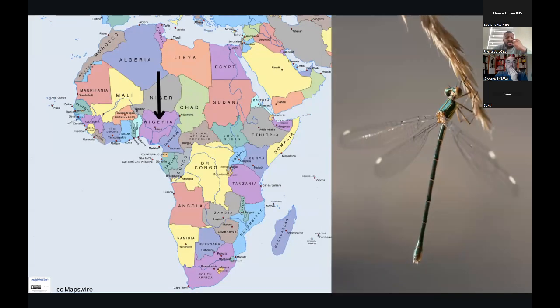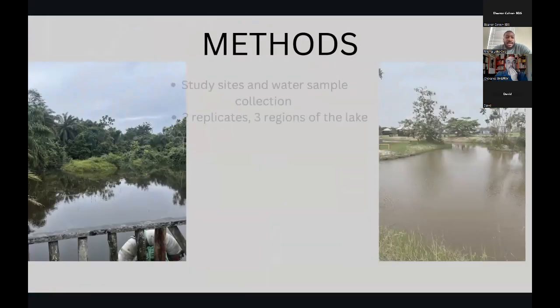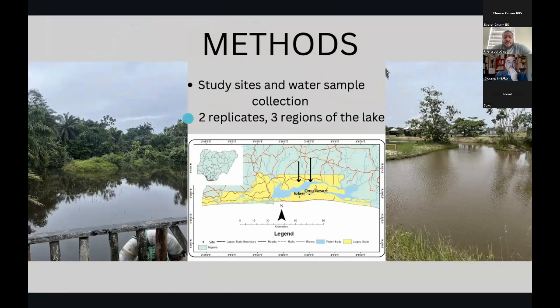So for the sampling, we looked at regions in Nigeria, which I just highlighted here on the map. Going to the methods, the water samples I collected, I filtered using filter towers and stored them in 100% ethanol to be taken back into the lab for the DNA extraction using bashing beads.